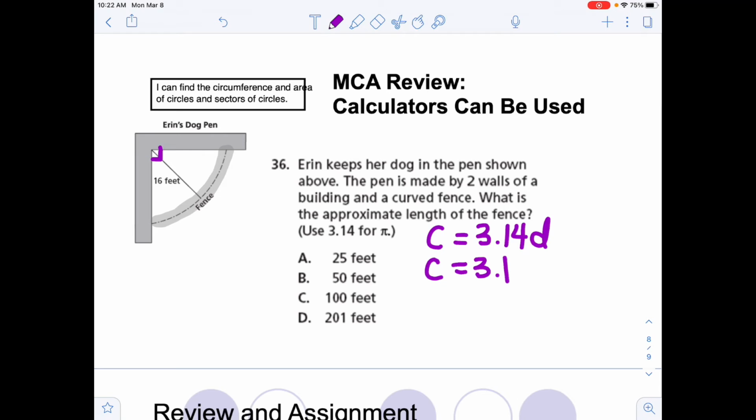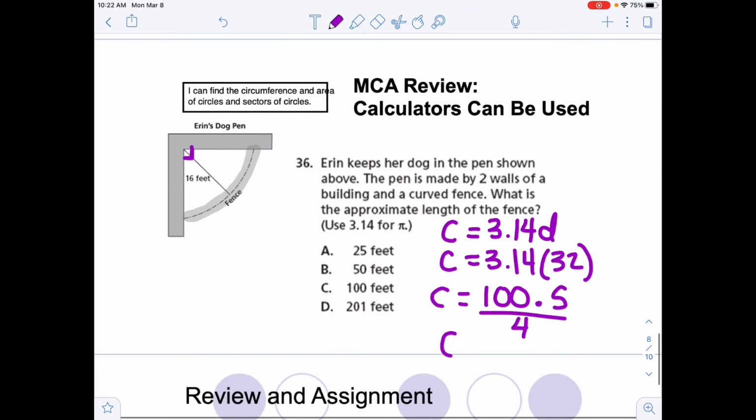So I have 3.14 times, and if my radius is 16, that means my diameter is 32, because the diameter is double the radius. 3.14 times 32 gives me 100.5 rounded. And then I'm going to divide that by 4 because this is just 1/4 of the circle, and that gives me that 1/4 of the circumference is about 25 feet. So our answer would be A.